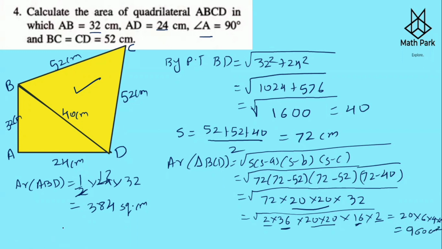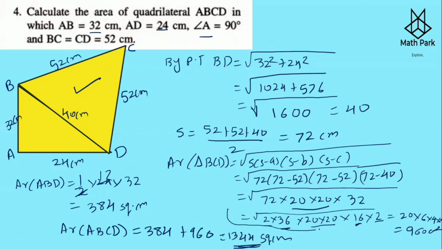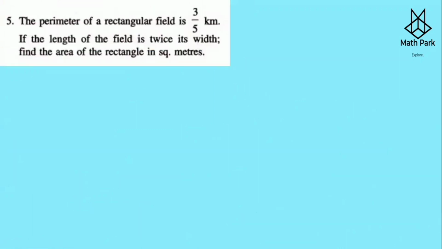Now we have to find the area of ABCD. So area of ABCD will be just adding the areas of these two triangles, that is 384 plus 960. So we get 1344 square centimeter. Okay, this is your final answer. The area of this quadrilateral is 1344 square centimeter. Okay, let's move on to question number 5.